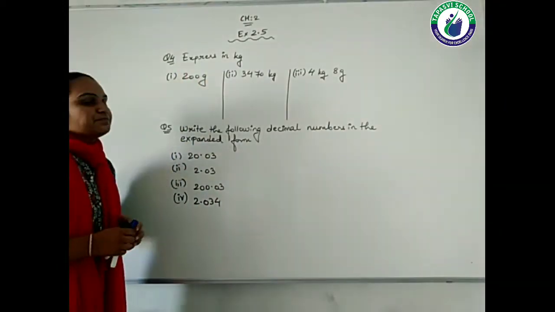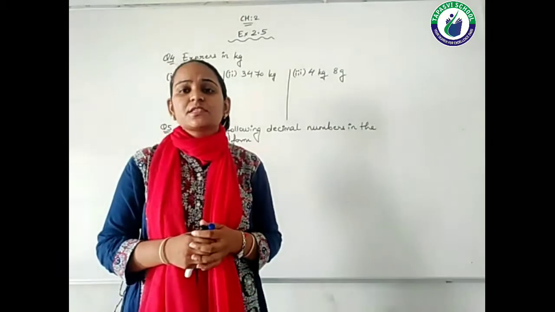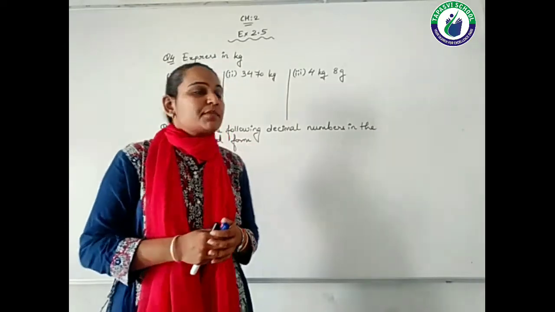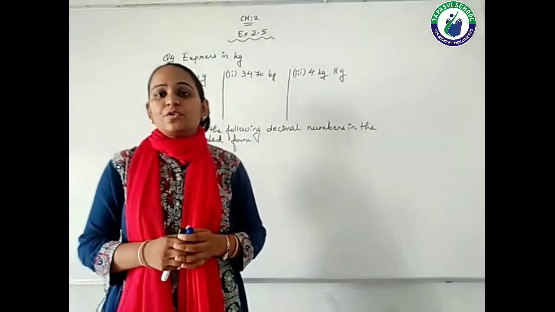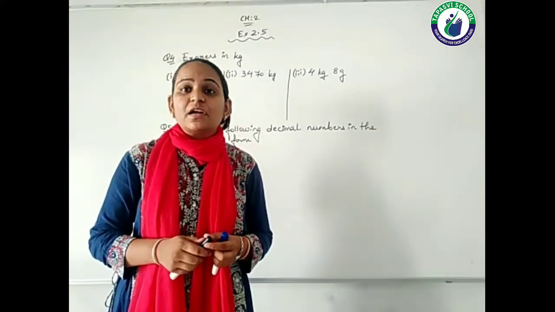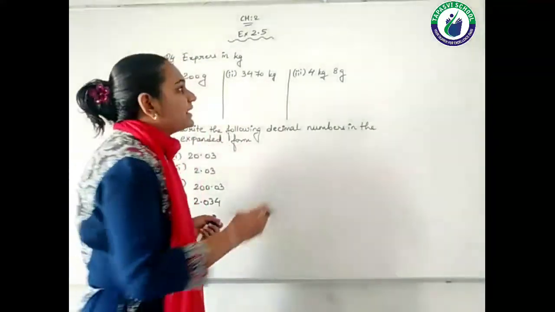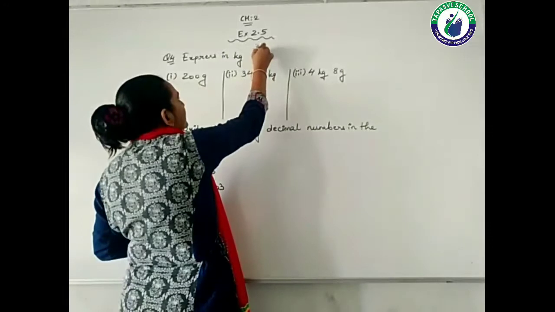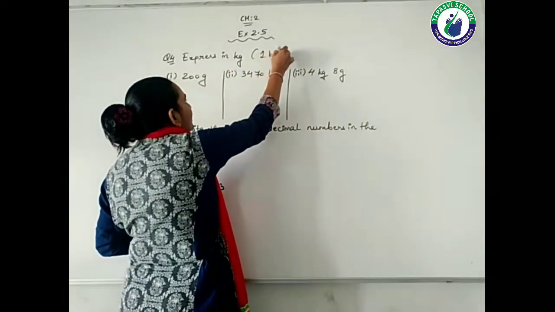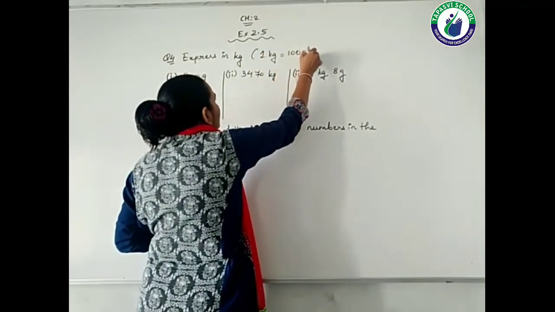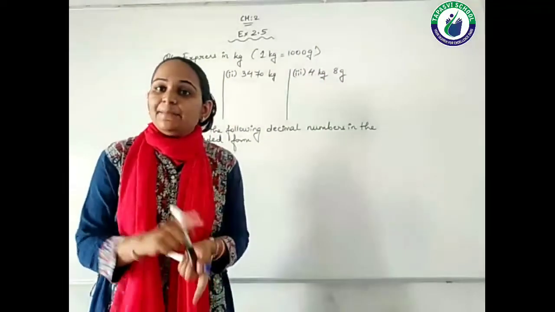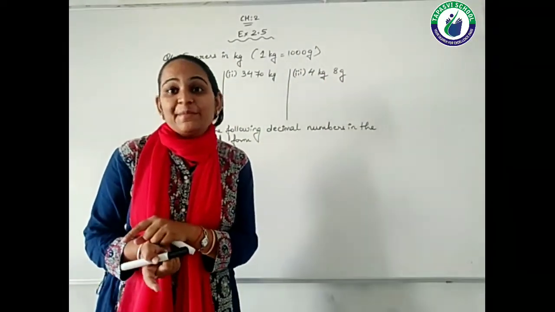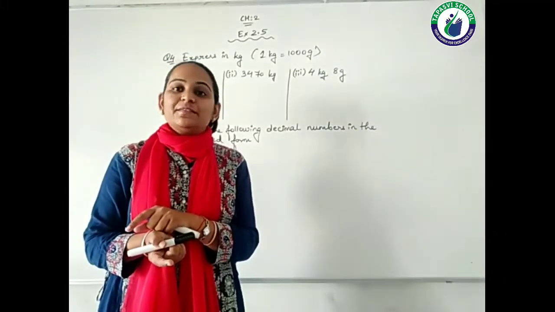Express in kg. So we need to express this in kg. First we should know the relation of gram and kilogram. So here I am writing the relation of kilogram and gram, that is 1 kg is equal to 1000 grams, right? So if I want to convert gram into kg, students, I need to divide by 1000.